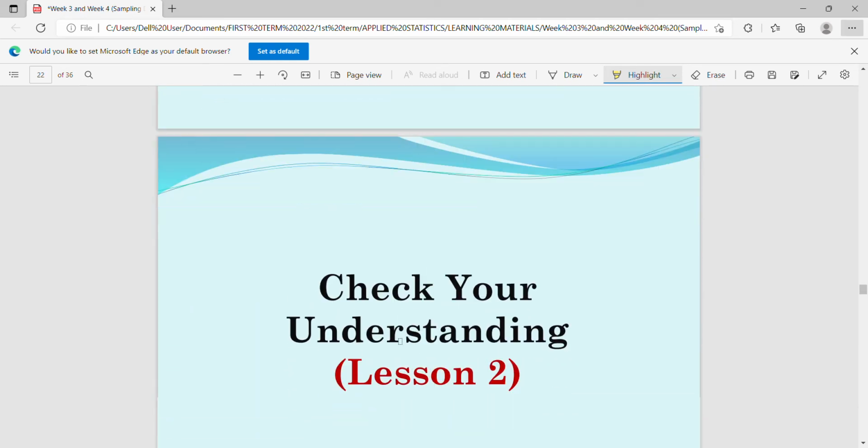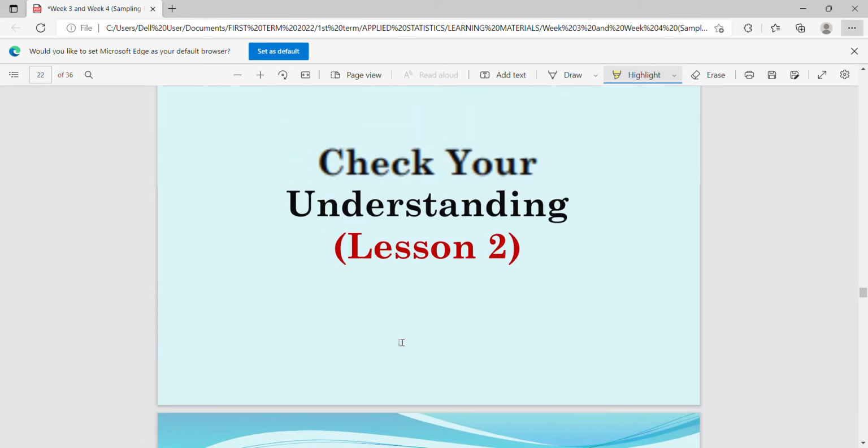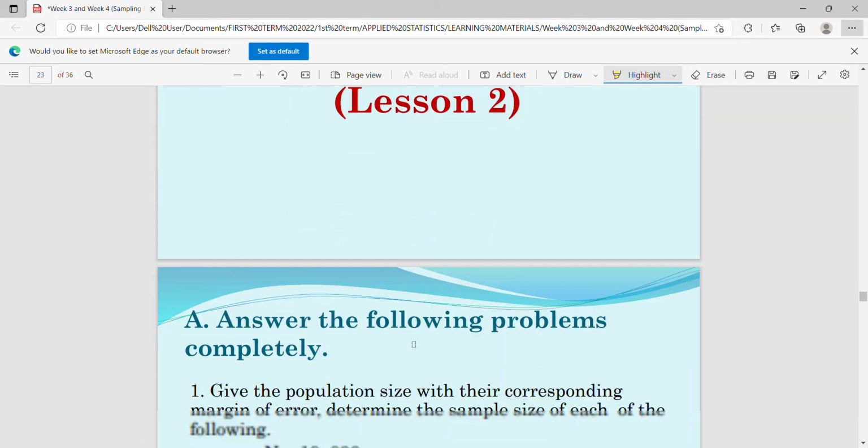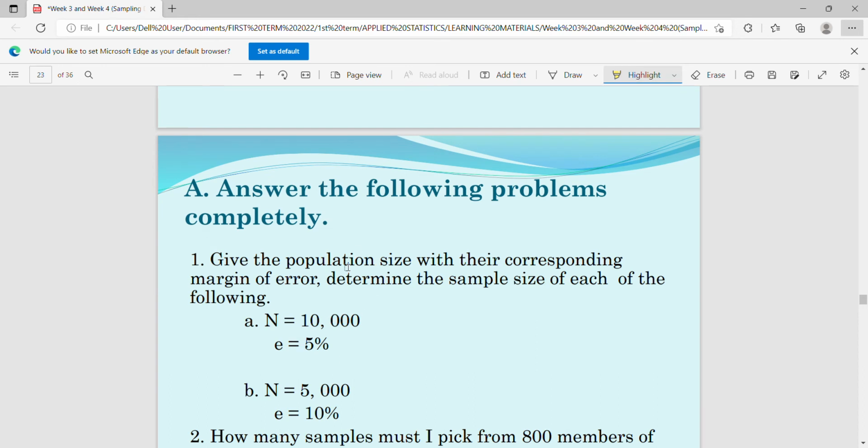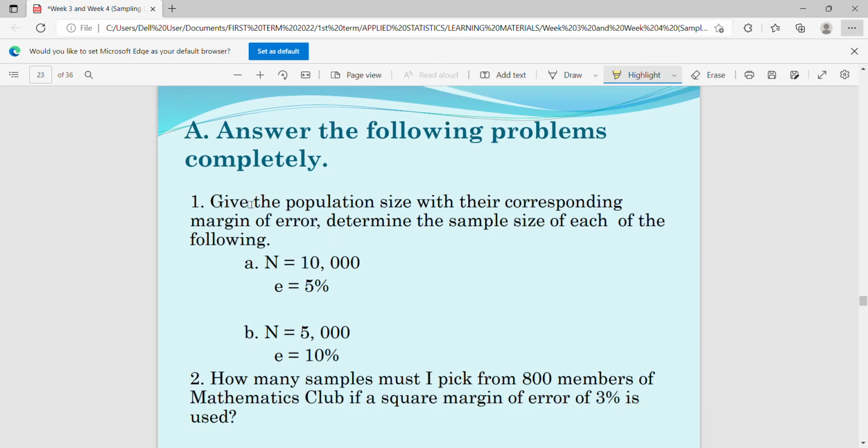Okay. So we're going to check your understanding. So we are going to answer this example. Given the population size with their corresponding margin of error, determine the sample size of each of the following. So we have given the population of 10,000 and the margin of error of 5%. Another, we have the population of 5,000 and the margin of error of 10%. So to solve this problem, you need to use the Slovin's formula.